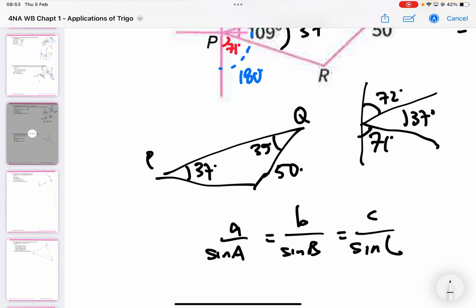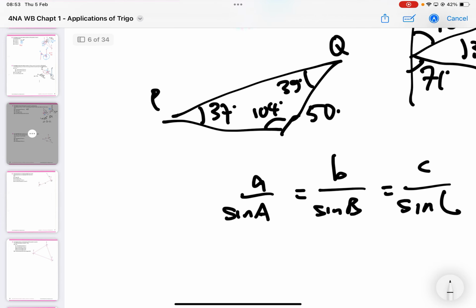Then what I want to find is PQ. If I want to find PQ, I need the opposite angle. Can I find the opposite angle? Yes, because it's a triangle. If I know two of the angles, I can find the last angle already. So this angle is 180 minus 37 minus 39, which is 76, and 104. Okay, so when I want to find this side, I use sine rule.